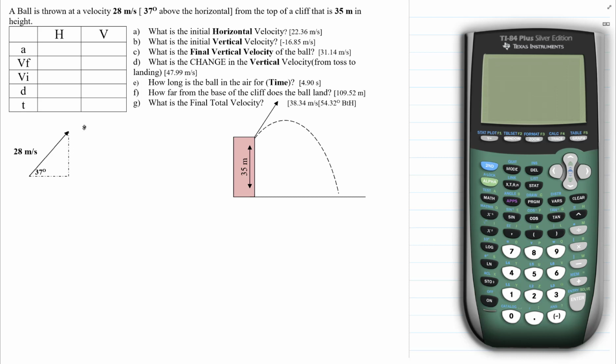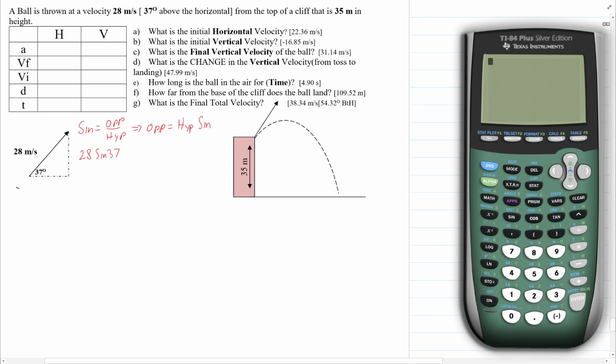This is the opposite. Sine is equal to the opposite over the hypotenuse. We want the opposite, that's what we're trying to solve for. Opposite is equal to the hypotenuse times the sine. So this is always going to be 28 times the sine of 37, because it's always the hypotenuse times the sine of that.